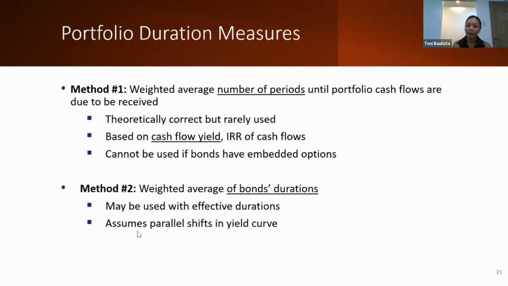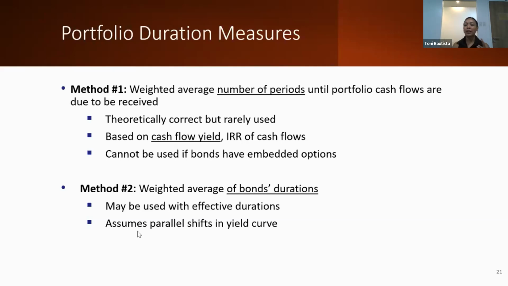method 1. Now, the second method, and this is what would normally be done in actual practice, is that we will compute the duration of each of our bond holdings, and then compute the weighted average of the bonds' durations depending on the volume, or the market value, of our holdings. Now, this may be used with effective durations, but essentially, if you are estimating the potential gain and loss in your portfolio using the weighted average of your bonds' duration, you are assuming a parallel shift in the yield curve.